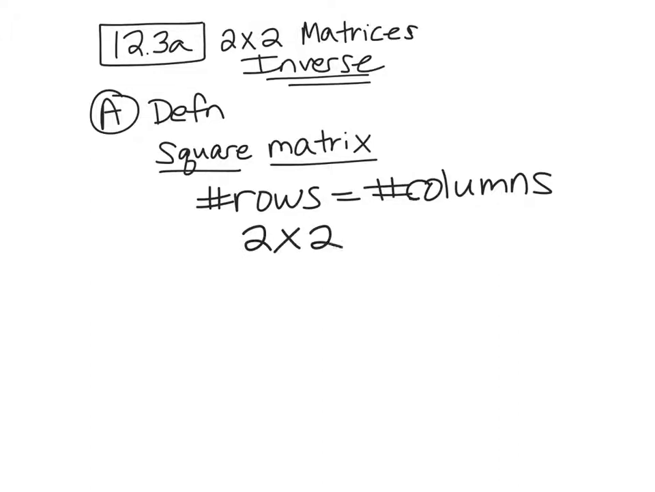So 2x2 is an example. 3x3 is an example. 4x4. Okay, 100 by 100 is a square matrix. We're not going to do those, of course. That's just silly.